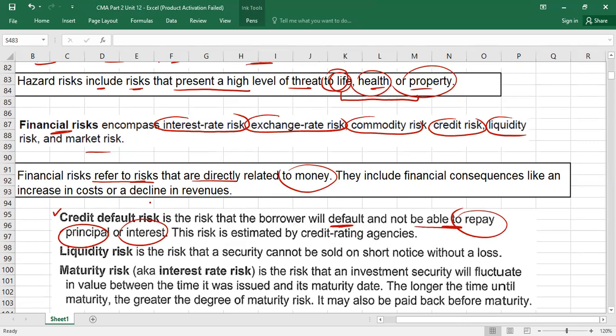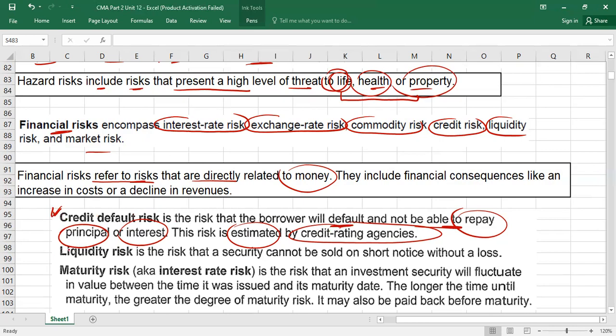Like you owe some money to someone, or someone owes money to you, and you have the risk that maybe you will not get that money back. That is called credit default risk. And how is this credit default risk estimated? It is estimated by credit rating agencies, like Standard and Poor's, Moody's, and Fitch. They can assess the credit rating of your customers, of a specific company, or of a specific investment. So credit risk is part of financial risk.